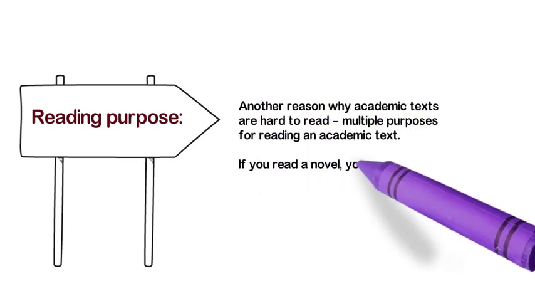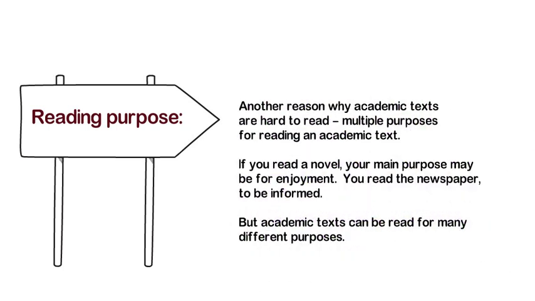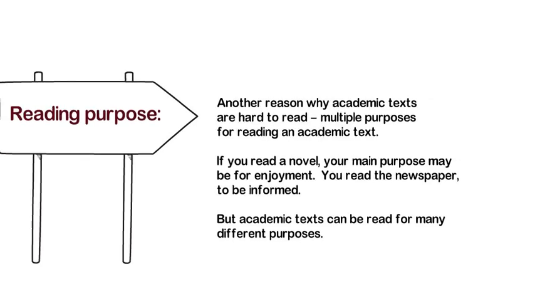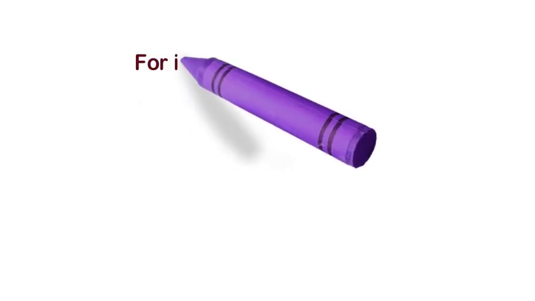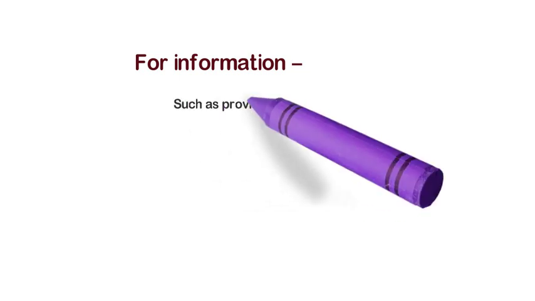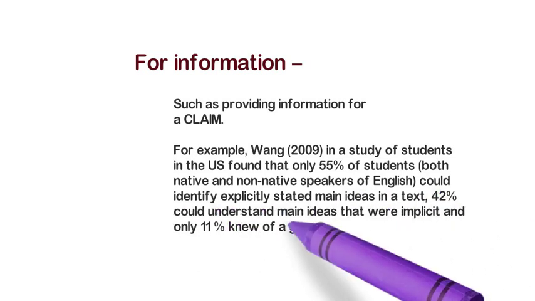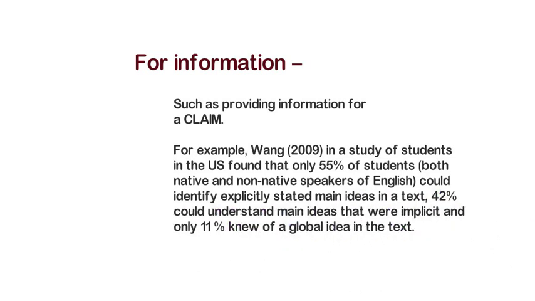Another reason why academic texts are hard to read is because of reading purpose. There are multiple reasons for reading an academic text. You may read a novel just for enjoyment or read a newspaper to be informed, but academic texts can be read for a number of different reasons. You could read the text for information. For example, when I used the citation Wang, and I cited the number of students who could understand a text, the main idea of a text, I was providing information there for you, and I'm building an argument that students find it difficult to read.